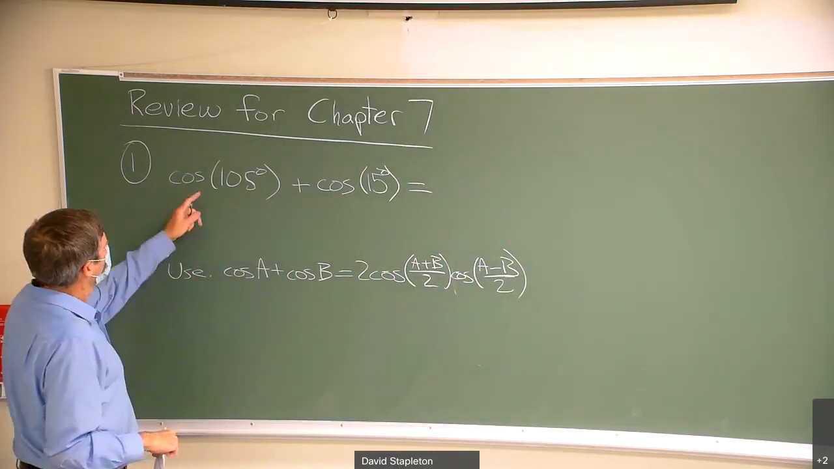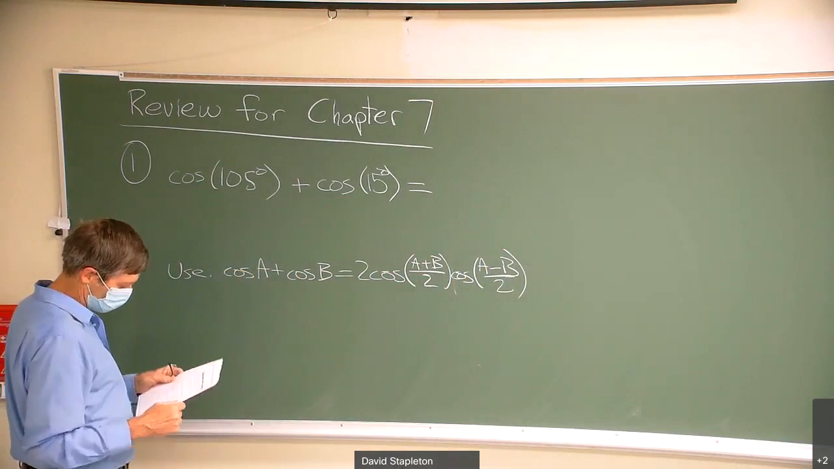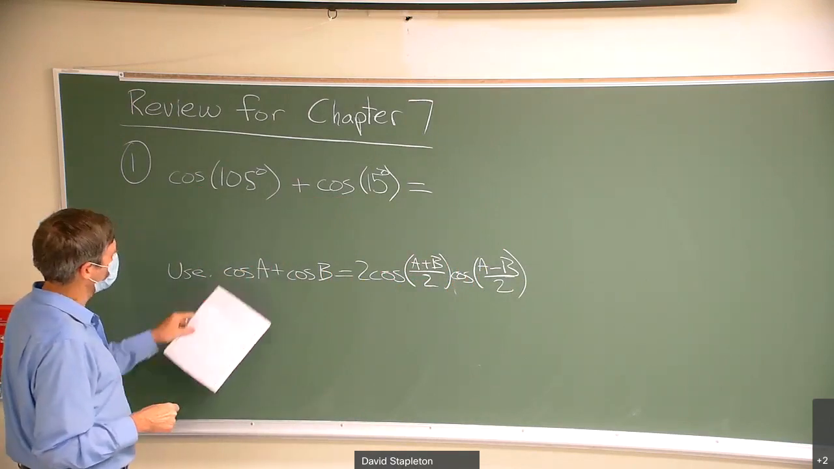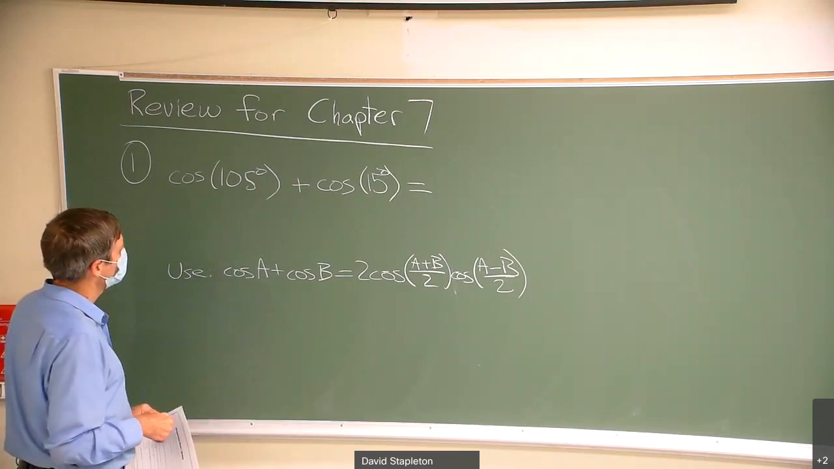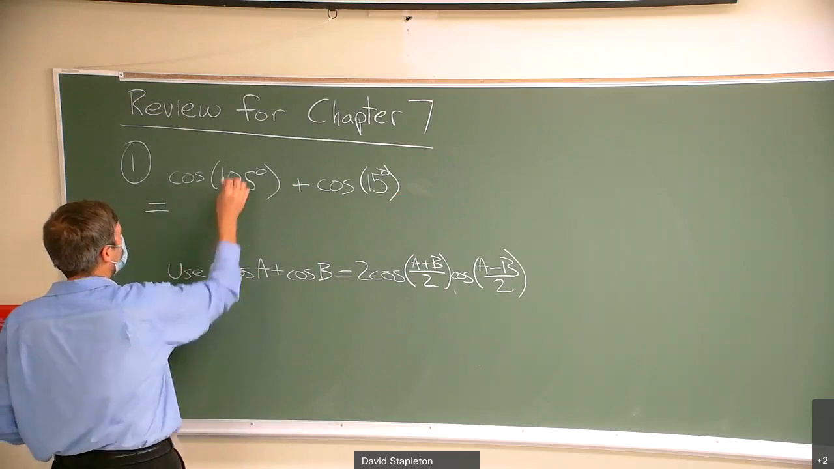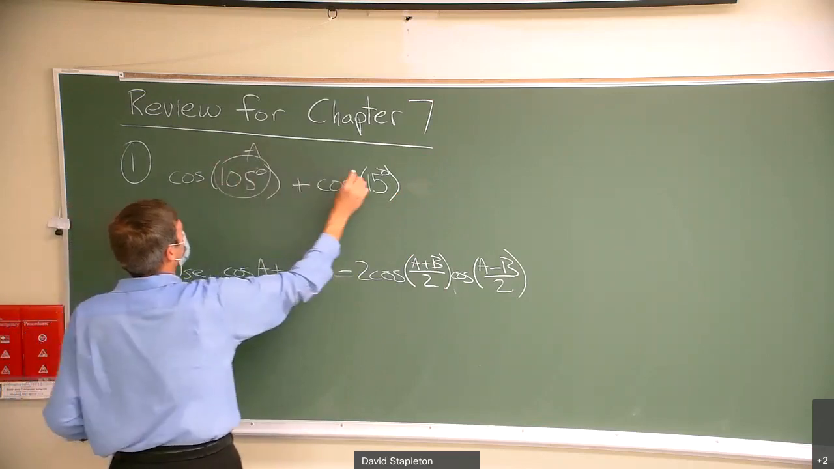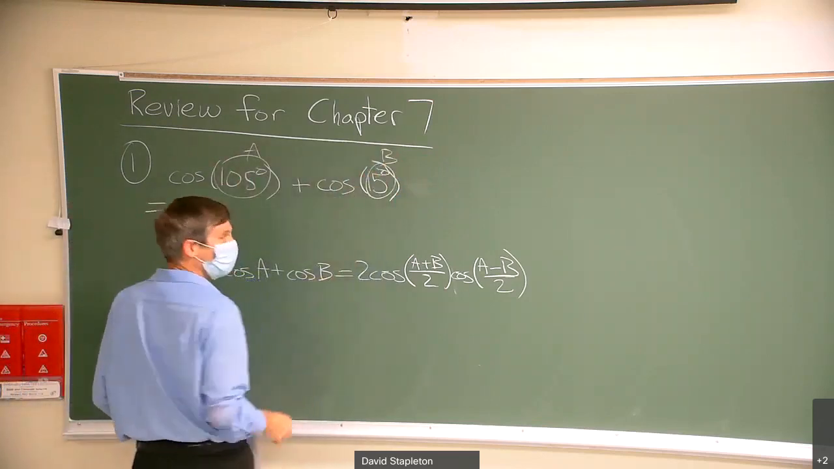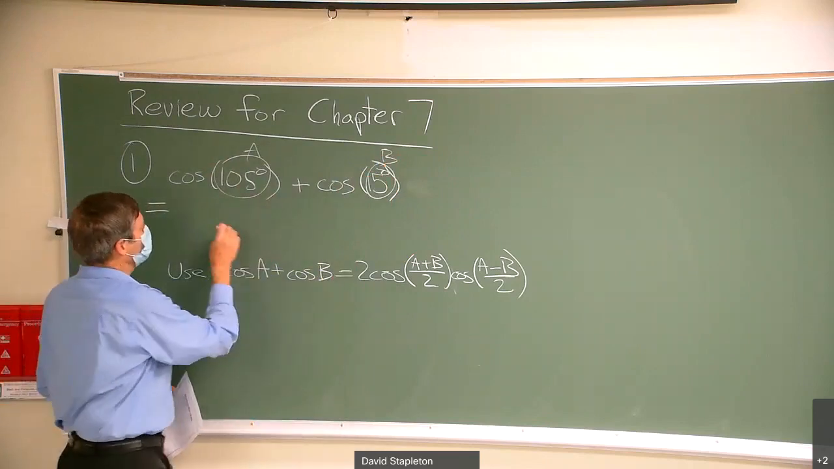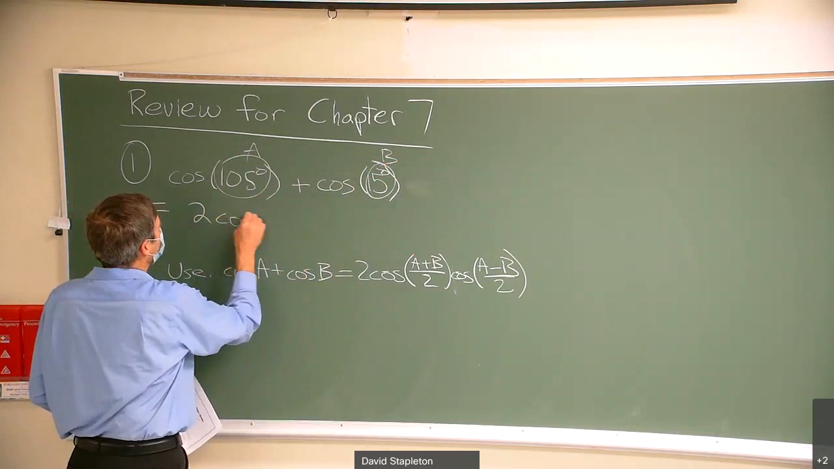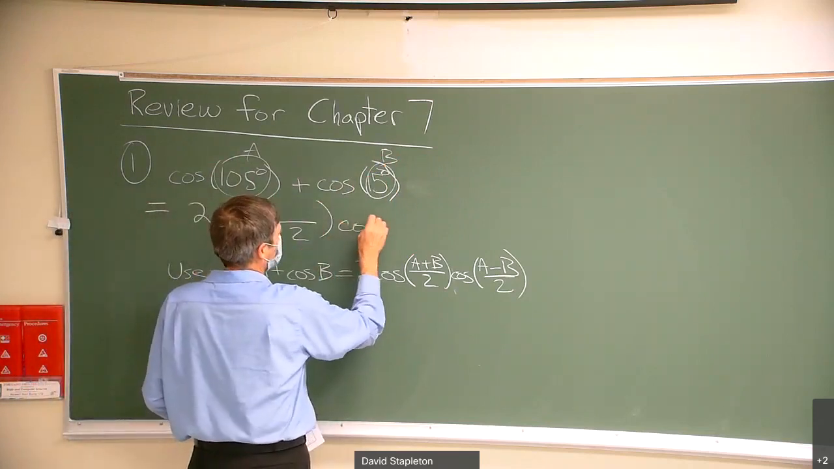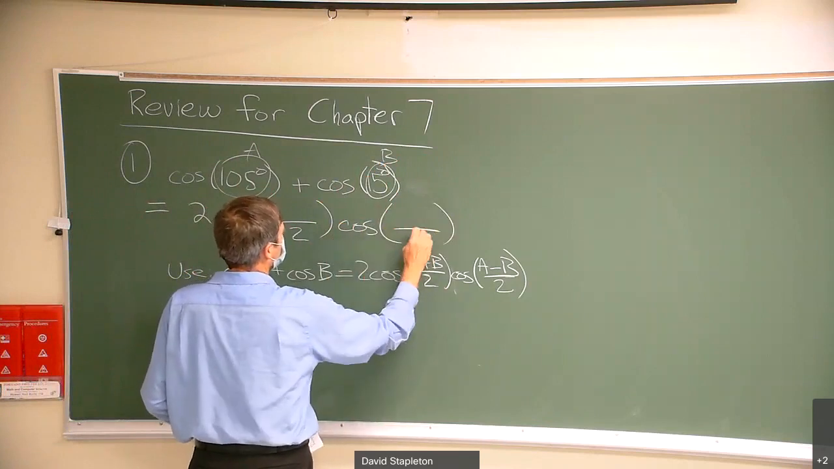So how do I evaluate this? Exactly. Using this identity. Plug cosine 105 and cosine 15 in and just plug it in from here. Just call that A and that B. This first one, if I give it to you, it's really easy. Just call that A and that B and put it in. Right. So it's twice cosine A plus B over 2, cosine A minus B over 2.